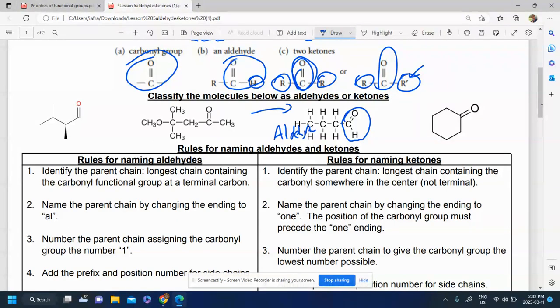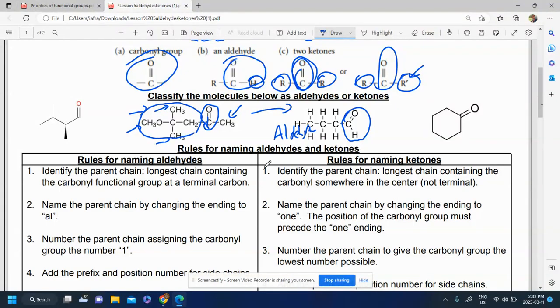Here, let's go to this one over here. Also fairly straightforward. Your C double bond O is somewhere in the middle. It's not at the end over here. It's not at the end over here. It's not at the end here or here. It's in the middle of the carbon chain. So this would be an R group over here, and this would be the other R group over here, R prime, let's call it. So because this is somewhere in the middle, we have a ketone.